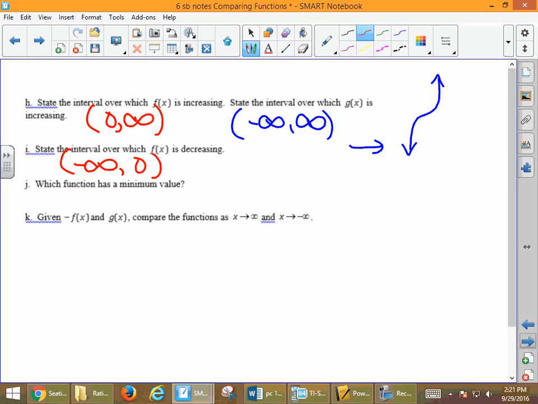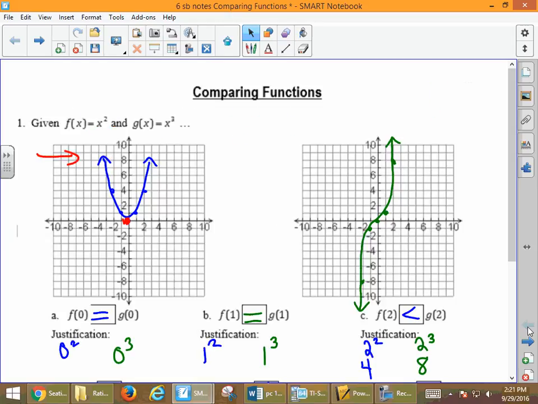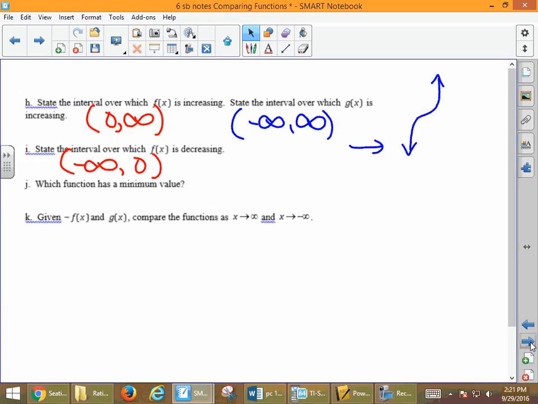So to finish with this problem, which function has a minimum value? Again, when we're looking at domain and range, I like to say, do we have a high point, do we have a low point? So which one of these has a low point? It's our f of x function. We have a low point. We don't have a low point on our cubic function. So f of x has the low point.